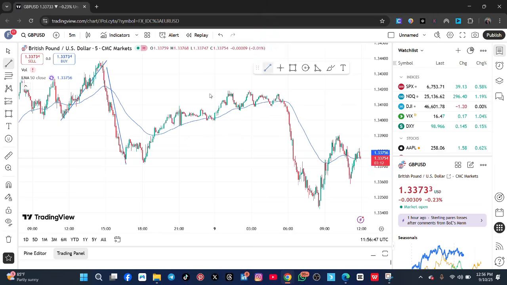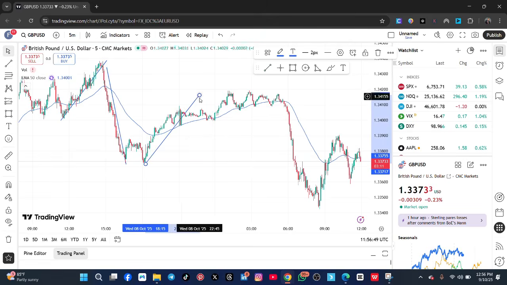So you need to know where the market is going. Is the market going up or is the market coming down? This is what we call trend. So identify the trend of the market. Where is the market actually going? Right? Is the market going up or is the market going down?